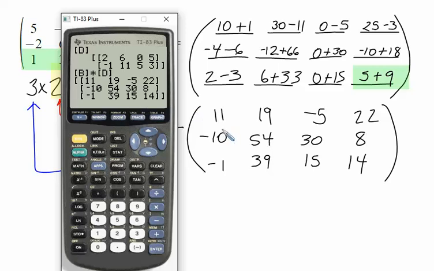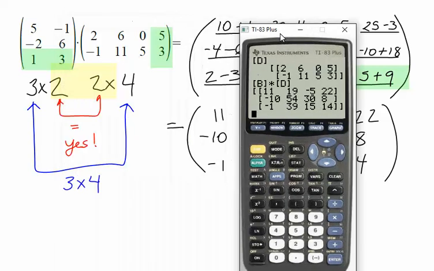And when we compare with what we have, 11, 19, negative 5, 22, that's good. Negative 10, 54, 38, that's good. Negative 1, 39, 15, 14, that's good. Awesome. That would be our final answer, and we know we're correct.